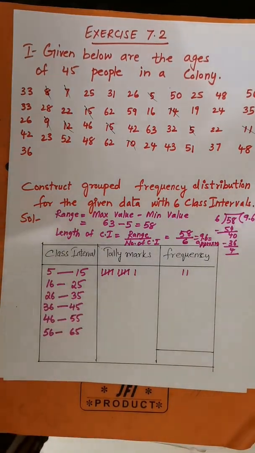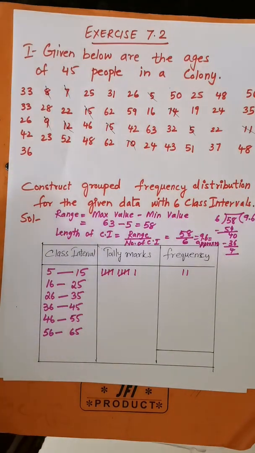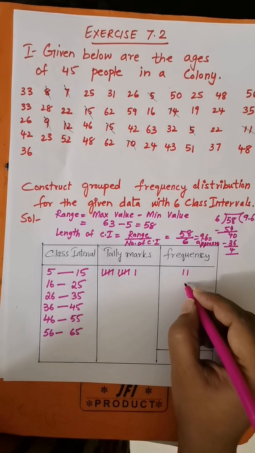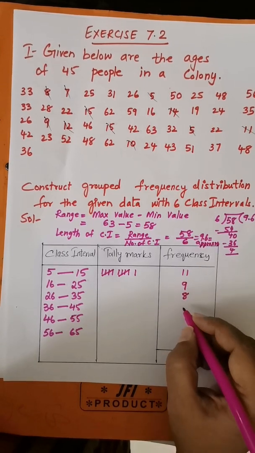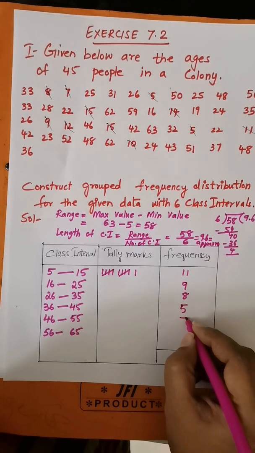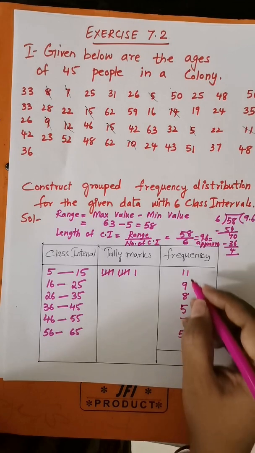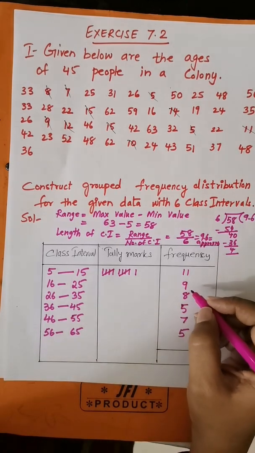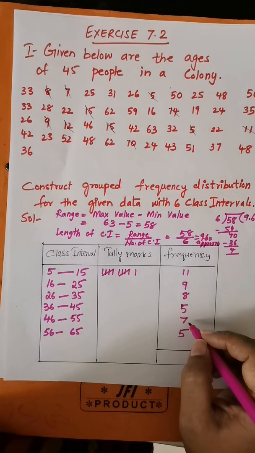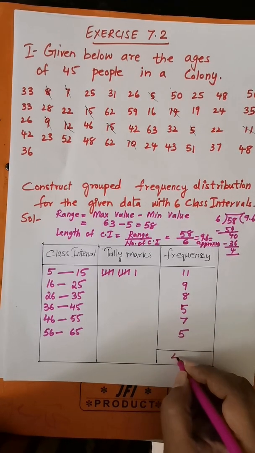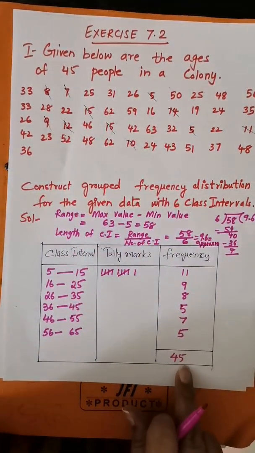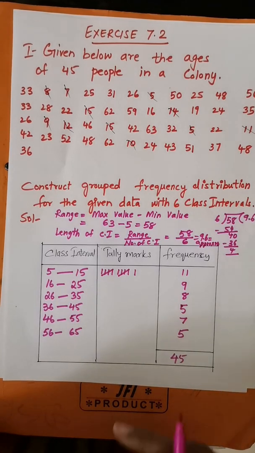Okay, like this if you calculate, you will get frequencies 11, 9, 8, 5, 7, 5. So all this if you add, 11 plus 9, 20, 28, 28 plus 5, 33, 33 plus 7, 40, 40 plus 5, 45. This 45 people, you will get the frequency also 45. If you get 45, then only it is correct.